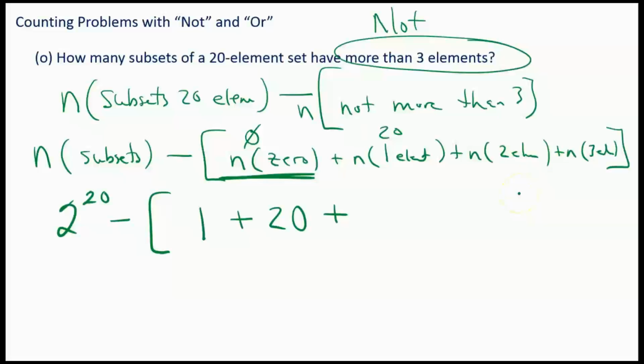But now, how about 2 elements? There's a little bit of work involved there. It's a combination of 20 choose 2, right? You have 20 elements to choose from. You want to pick 2 at a time. We'll calculate how many that is in just a minute. Plus, how about this guy right here? That's going to be 20 choose 3. Am I right?